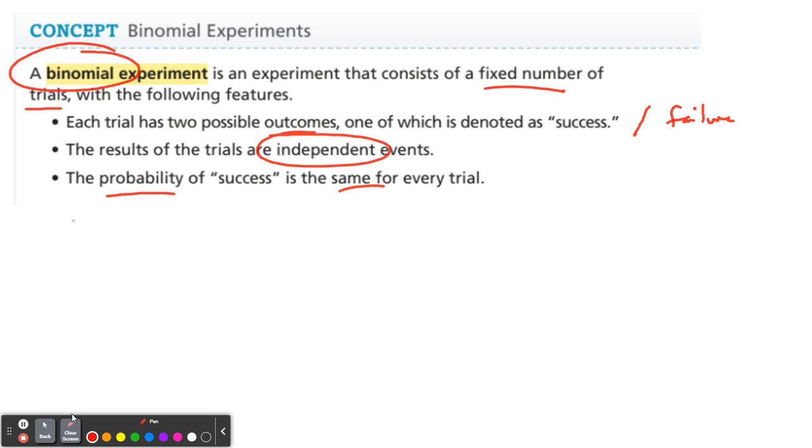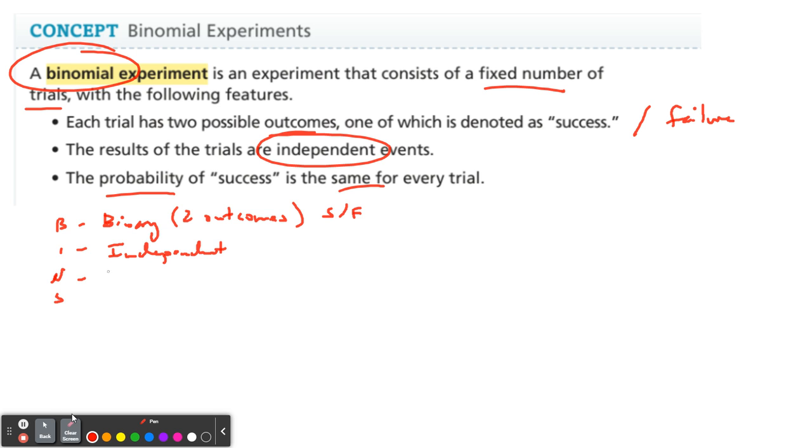Now, when I taught statistics, there was an acronym called BINS for this. B-I-N-S. So B means binary. Binary stands for two outcomes, and again, it's success and failure. Then I for independent, so make sure the trials are independent.